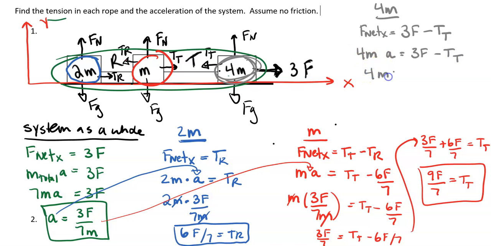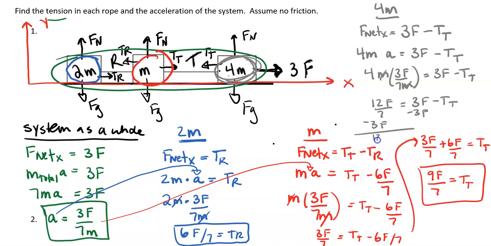Okay, acceleration we can plug in. We knew that was 3F over 7M, so 4M times 3F over 7M equals 3F minus TT. So we simplify this. This is 12F over 7 equals 3F minus TT. Let's take away 3F from both sides. So then we have over here 12F over 7, take away 3F, which when I convert that for a common denominator of 7, that's going to be 21F over 7, which will give us 12 minus 21 is negative 9F over 7 equals negative TT. And those negative signs will just cancel out.